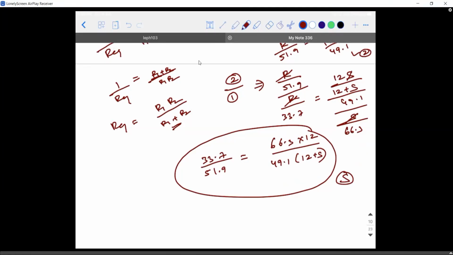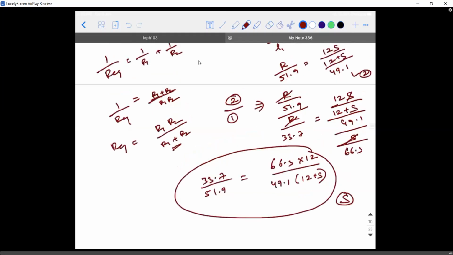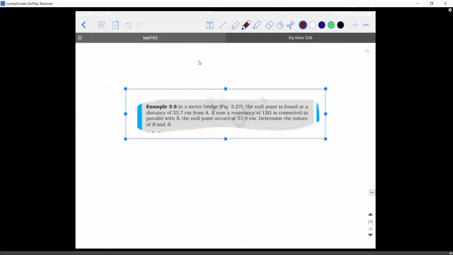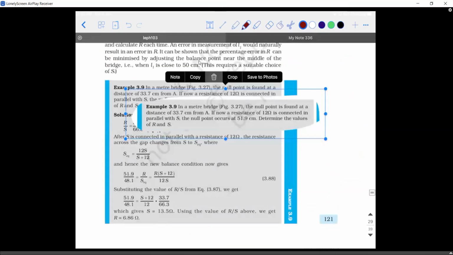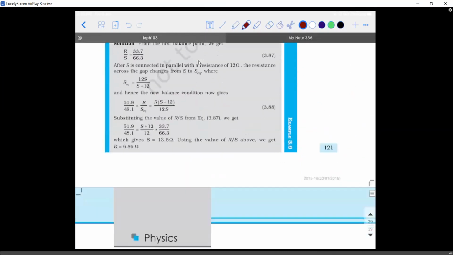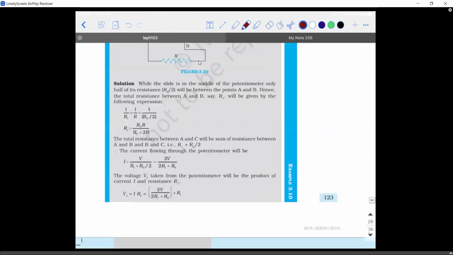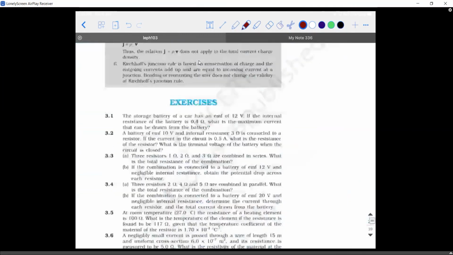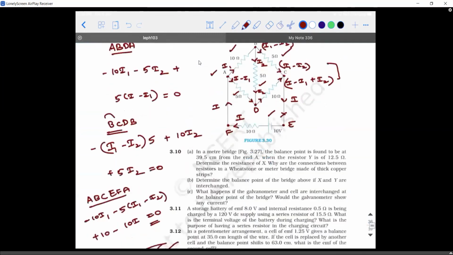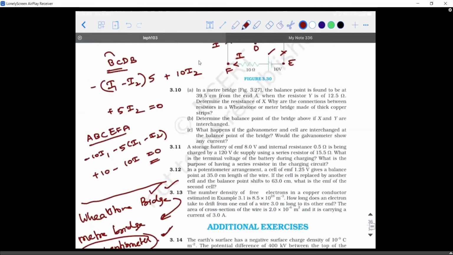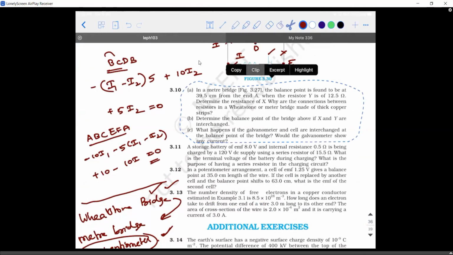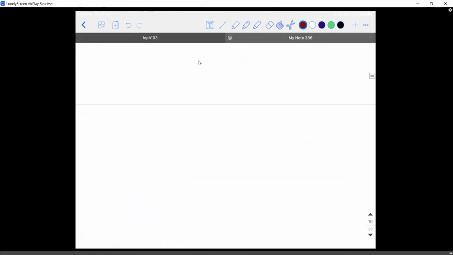Did you guys understand the problem? I hope I was clear. Is there any doubt? No, sir. We'll do another problem from the exercise. Let's do one last one. So 3.10, if I take this, clip, copy, and take the notes.